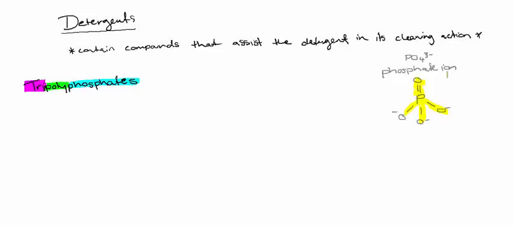Now there's 2 different forms of tripolyphosphates that we're going to look at. There's the cyclic tripolyphosphate, where our 3 phosphate ions are joined together to form a ring, or there's the linear tripolyphosphate, where our phosphate ions are joined together to form a chain.